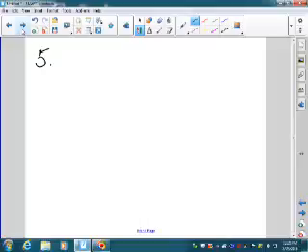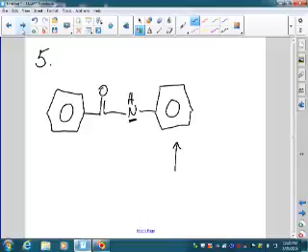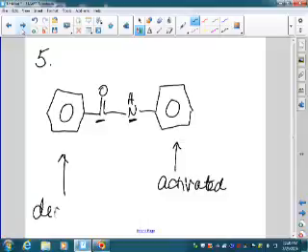Okay, where would the third electrophile go if you have two rings connected by what's called an amide bond? One of those rings is activated compared to the other. This ring has a nitrogen on it. This ring has a carbonyl attached to it. Which ring is activated? The NH. The NH is an activator. So this ring is activated, and this ring is deactivated.